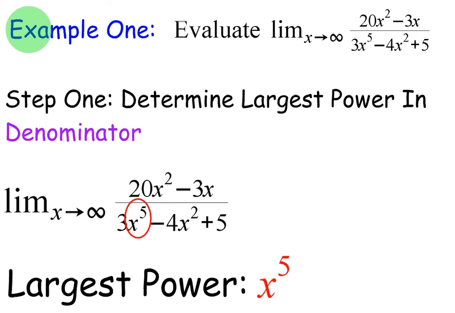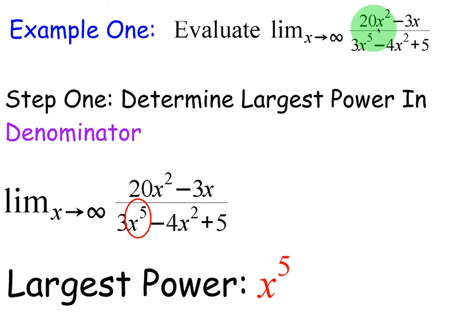Now we're going to take a look at how to evaluate limits at infinity for more complex functions using the rules that we just learned for x to the n, 1 over x to the n, and constants. Okay, so example 1: the limit as x approaches infinity of 20x squared minus 3x, the numerator, divided by the denominator, 3x to the 5th minus 4x squared plus 5.